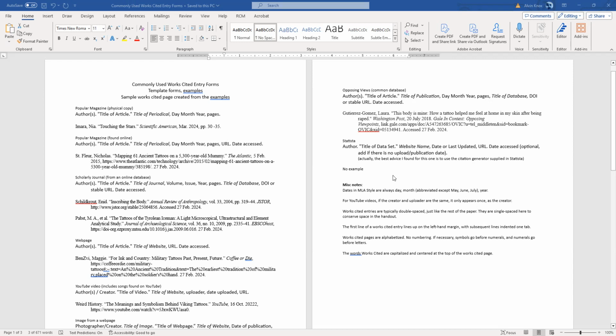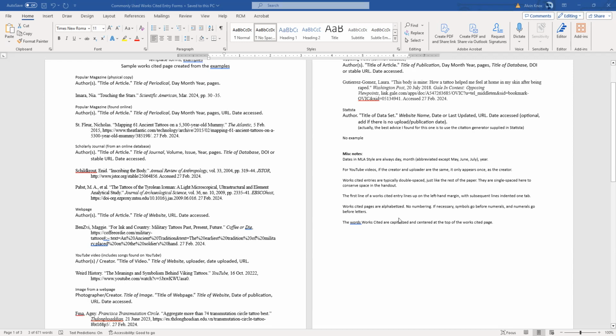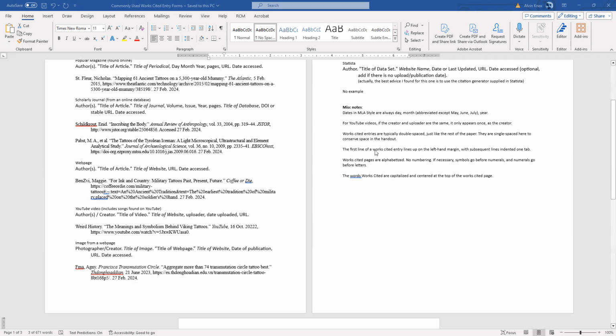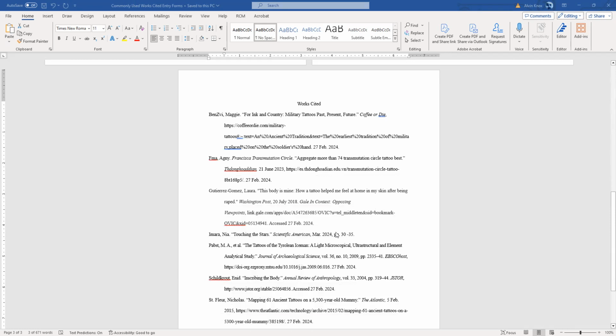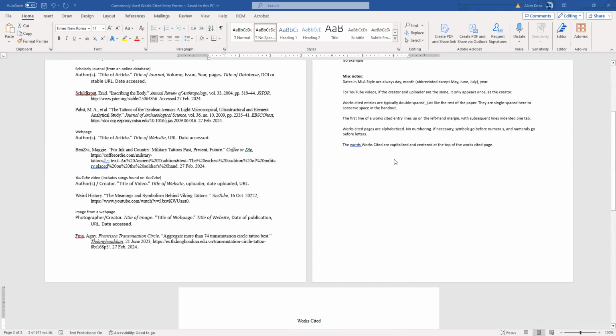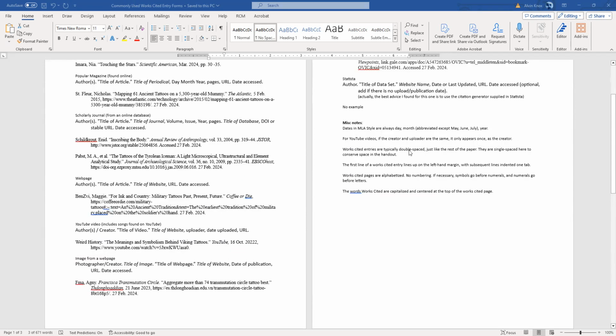Now, works cited pages. Okay, dates in MLA. For YouTube videos, that little thing about creator and uploader being the same. Works cited entries are usually double spaced. I didn't do it here because this document would have been stupidly long, right? So I single spaced these, but I did make a works cited page from my examples and I double spaced it. Okay, the works cited page here is accurate, like yesterday accurate.